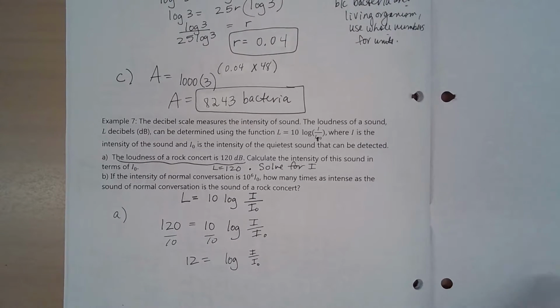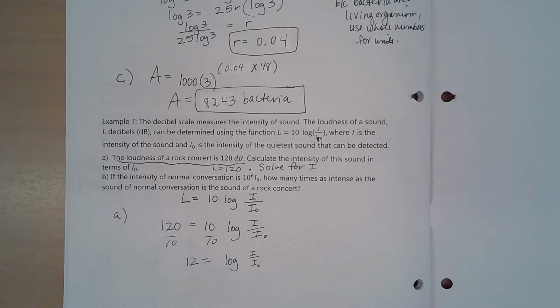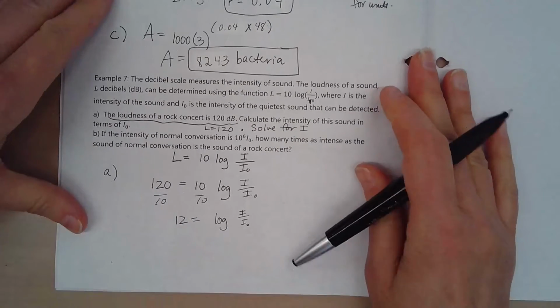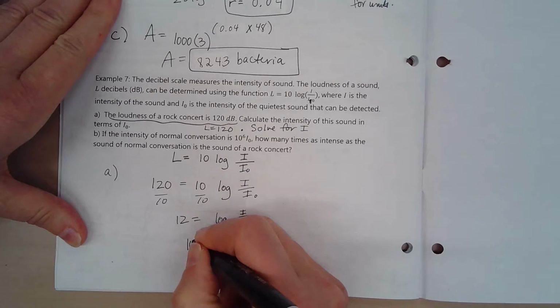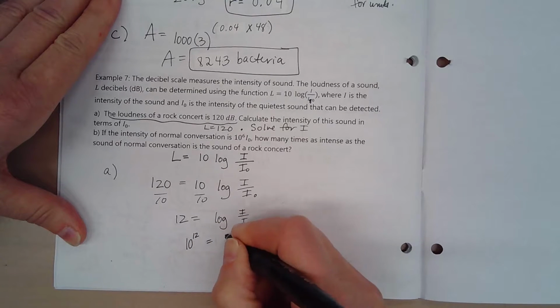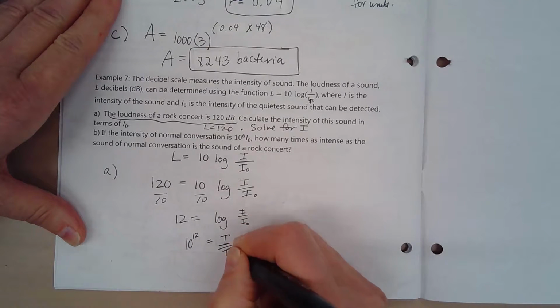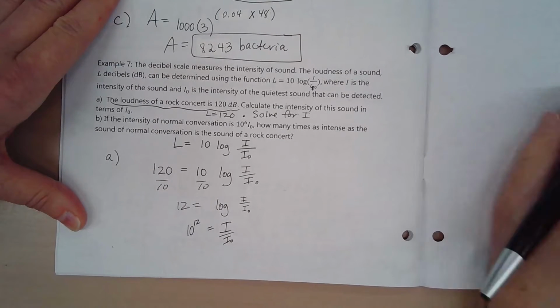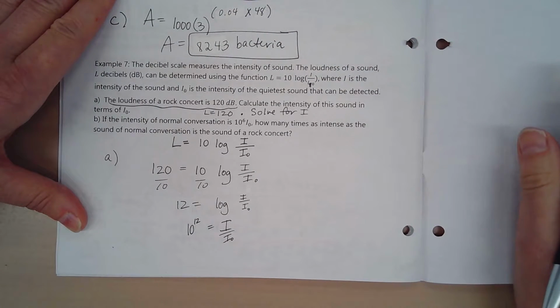Okay, so I got this log, which is not pleasant. How do we get rid of logs? What is the base here? 10. You always have base 10 when you see that word log. So 10 to the power 12 equals whatever the ratio is. That's all they're asking you for, really.